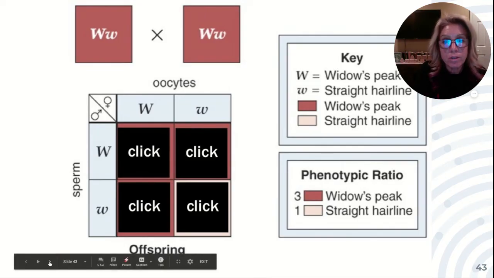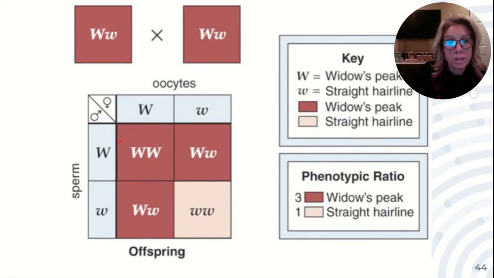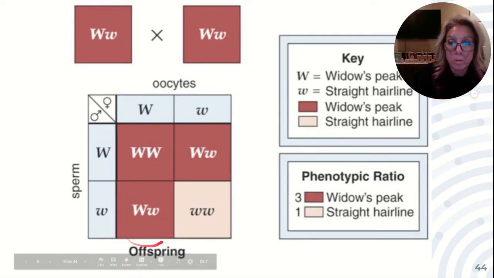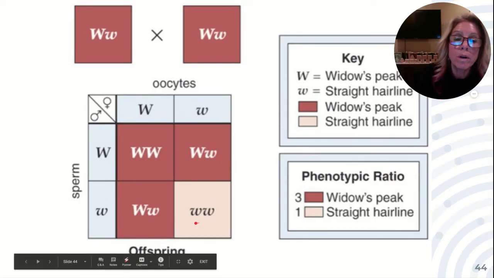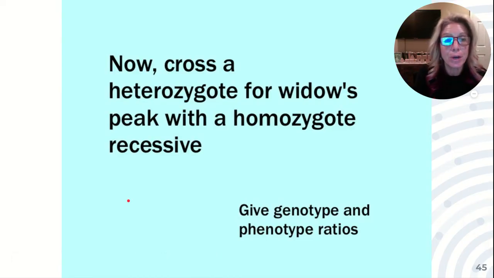Okay, I'm going to go over the answer with you. Okay, so the law of dominance, both of these are big W's, so definitely they have a widow's peak. Here, this individual is carrying the straight hairline, but the law of dominance says that big W is dominant over little w, so this individual would also have a widow's peak, as well as this individual. The only one who would have the straight hairline would be the 2 little w's. All right, let's do another practice. I would like you to cross a heterozygote for widow's peak with a homozygote recessive.